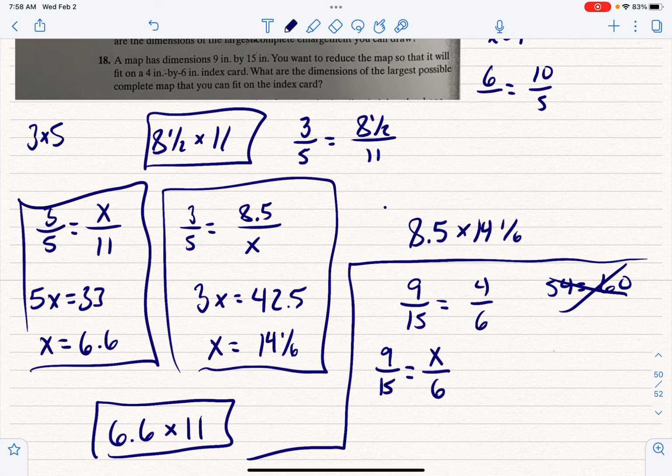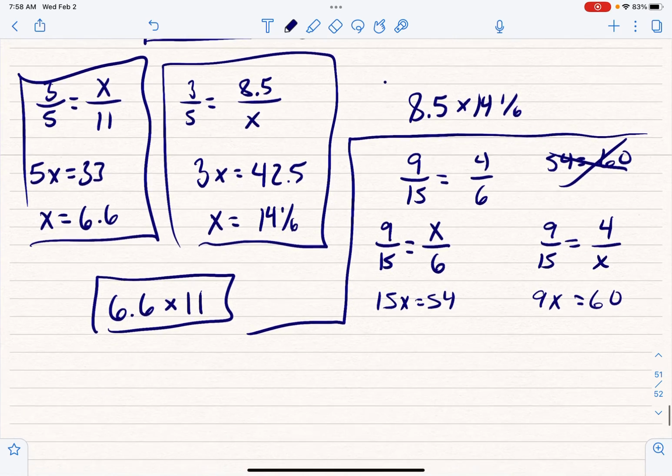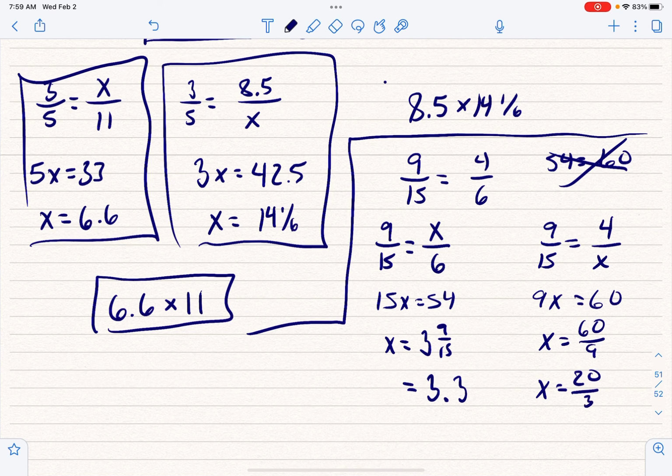So then we want to keep the 9 by 15, and maybe we get rid of the 4 and keep the 6, or we keep the 4 and get rid of the 6. Cross multiply, and you get that 15x is equal to 54, or that 9x is equal to 60. In this case, x would equal, 15 goes into 54 3 times with 9 left over, so 3 and 9/15, which is the same thing as 3 and 3/5, or 3.6. And then 60 divided by 9 gives x equal to 60 over 9, which is the same thing as 20 thirds, which is 6 and 2/3.